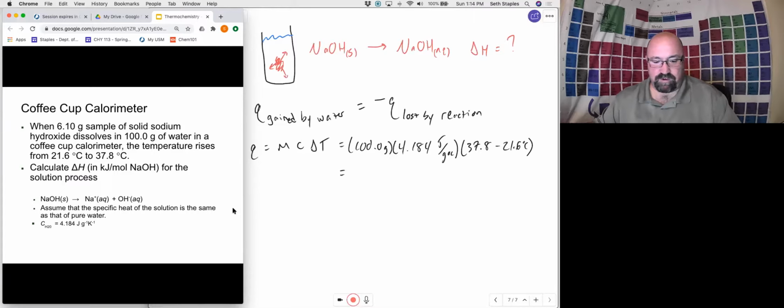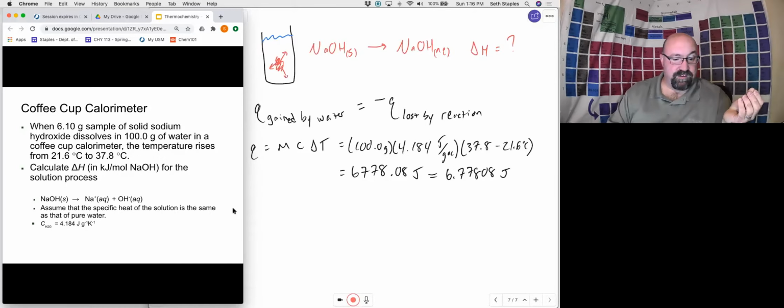And so our energy change of the water gained 6778.08 joules. We know we'll eventually want this in kilojoules, so we might as well convert this now: 6.77808 kilojoules. You'll note that I'm keeping more significant figures than I'm going to need because my calculation's not done yet. We're not asked to just find kilojoules. We're asked to find kilojoules per mole of NaOH.